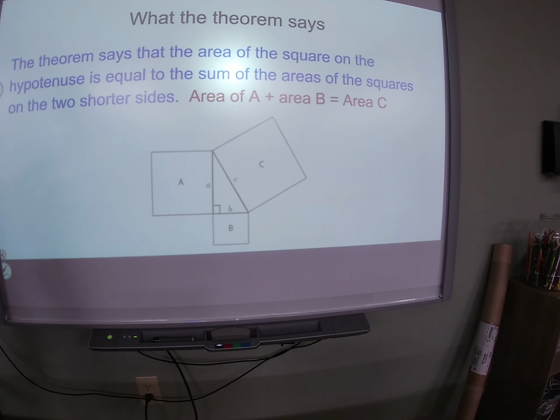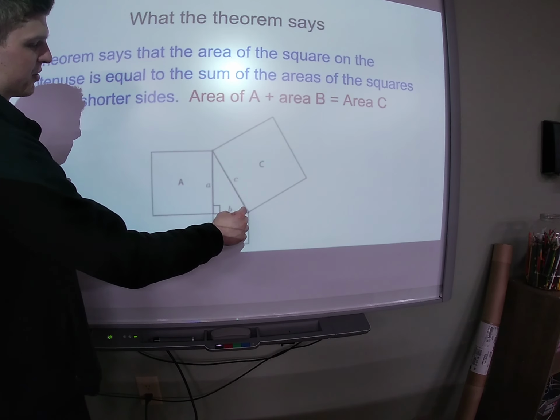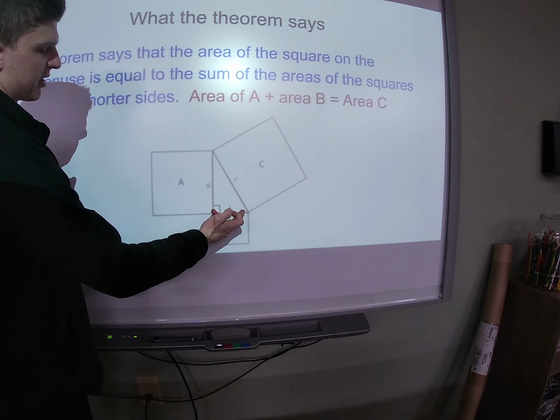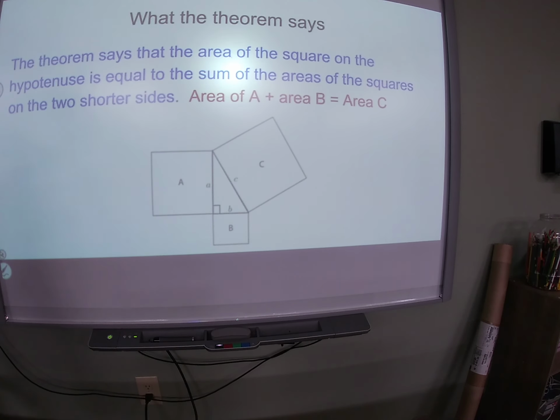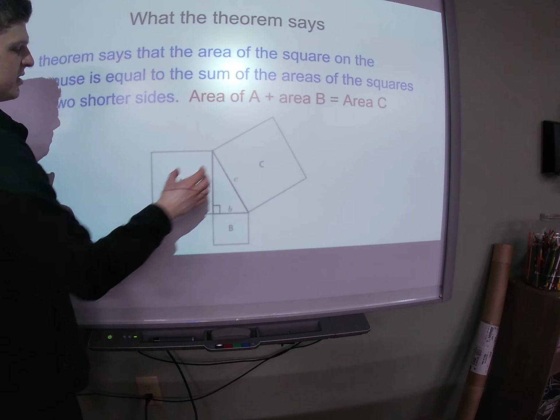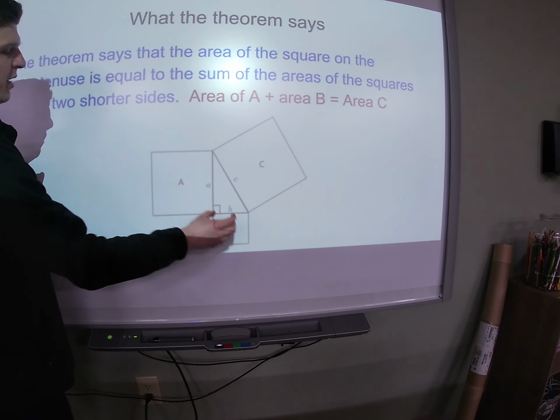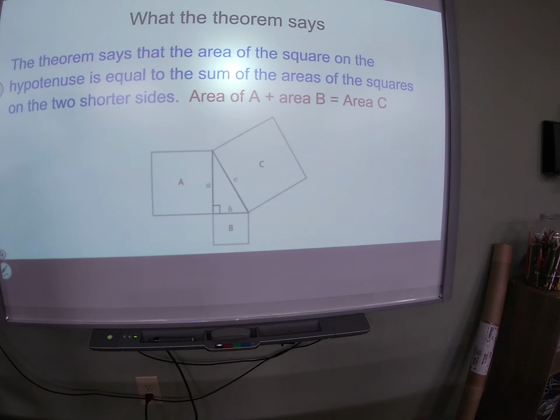So what the theorem says is that the area of the square on the hypotenuse, so what that means, if I take the hypotenuse and I have this side length c, and I make a square out of it, okay? The area of this square is equal to the area of the squares made by both of the legs. They are the shorter two sides. So the theorem says that the area of the square on the hypotenuse is equal to the sum of the areas of the squares on the two shorter sides.